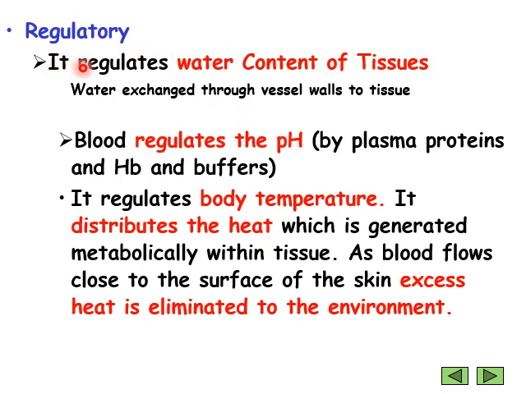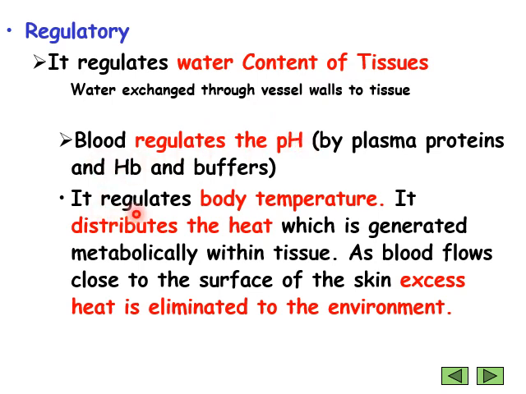Second, it regulates the water content of tissues. How does it regulate the water content of tissues? अगर water वहाँ ज़्यादा है tissues में, तो osmosis हो जाएगा water का from tissues into the blood, और अगर वहाँ कम है तो blood से water चला जाएगा. So there is a continuous exchange of water through the blood vessels to the tissues. Exchange हो रहा है, osmosis हो रहा है. ठीक है, तो this is how it regulates the water content of tissues.